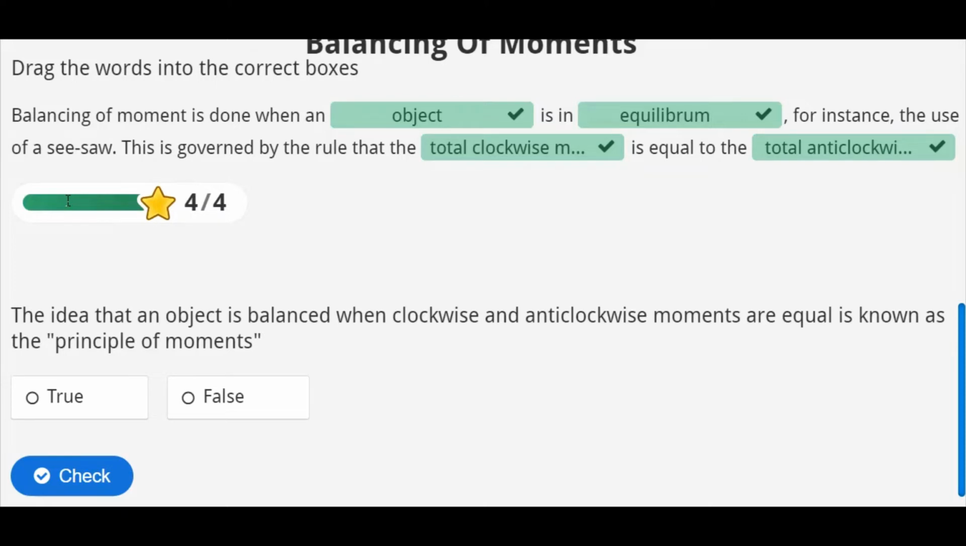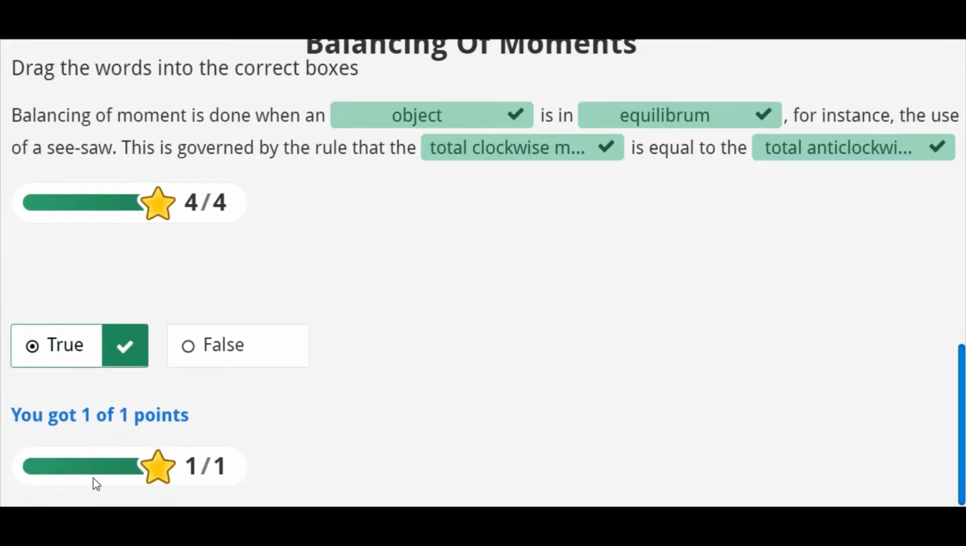The idea that an object is balanced when clockwise and anti-clockwise moments are equal is known as the principle of moment. Okay, is it true or false? Let's take true first and check. Correct.